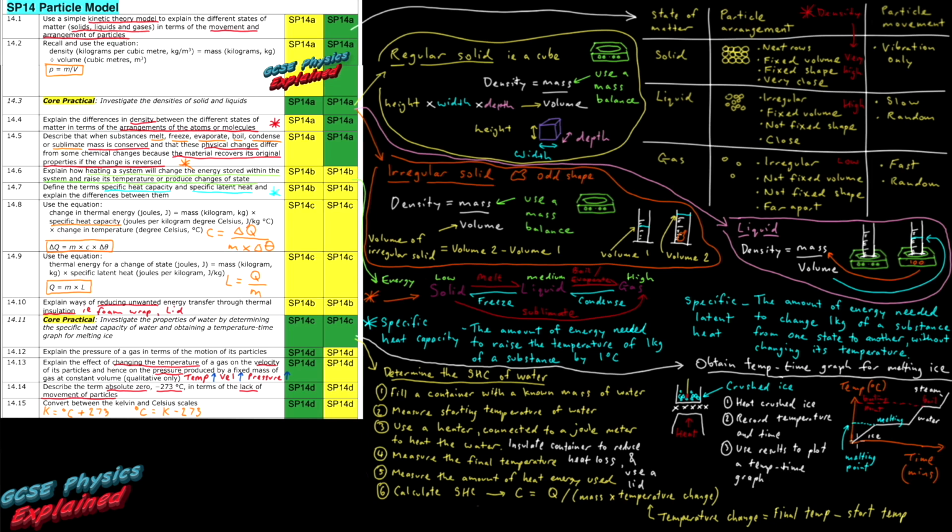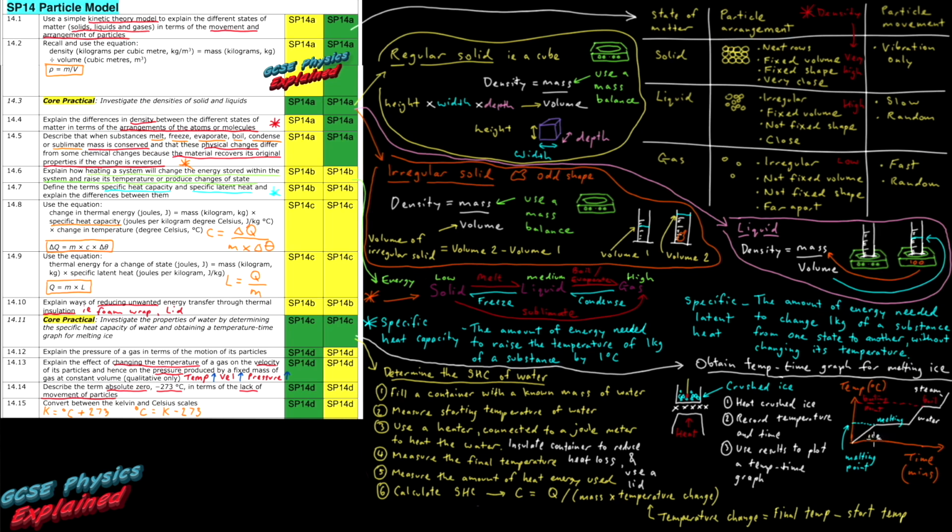Now what you should find is when it's ice, it'll start to heat up and heat up. Now once it changes from ice, which is a solid, into water, which is a liquid, during the melting process, you should end up with a flat part of the graph. It's what we call a plateau. And that's because it's changing state.